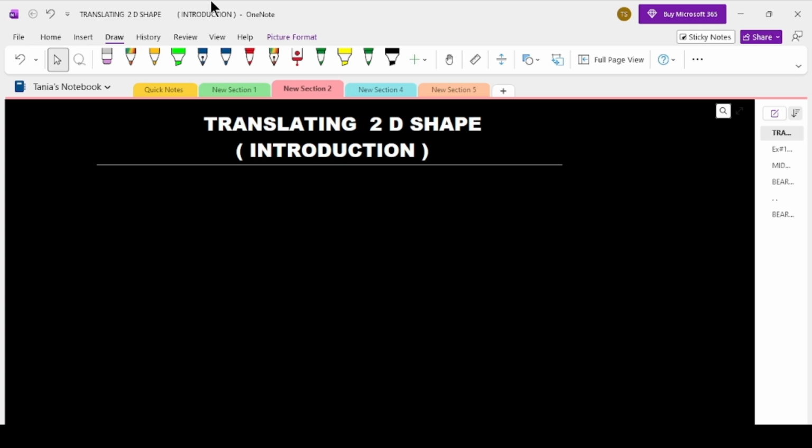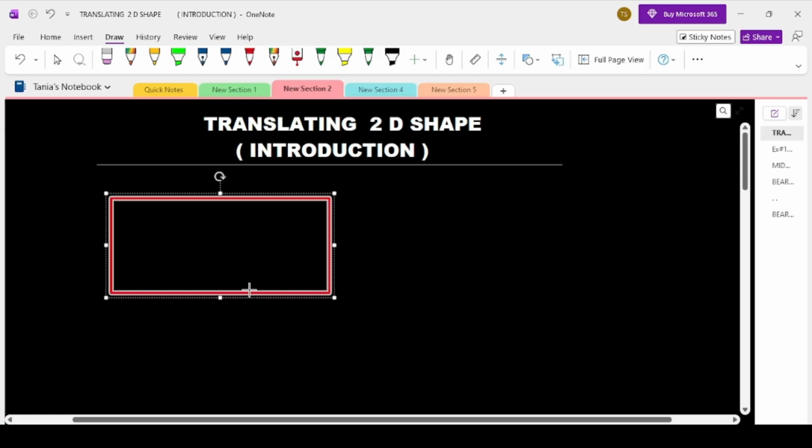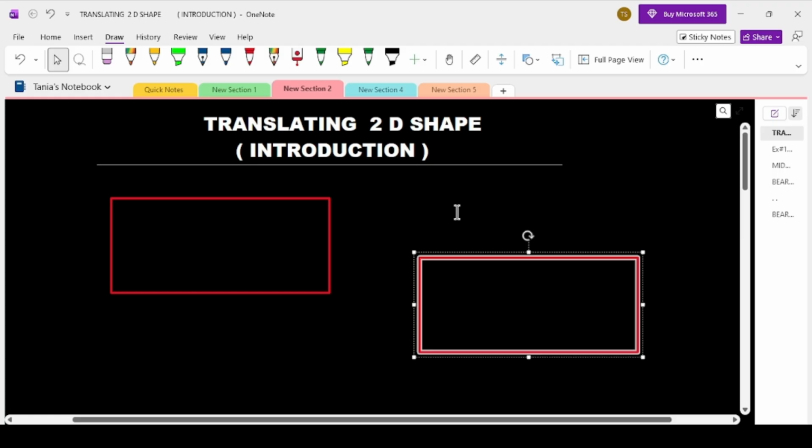Today is translation of two-dimension shape. Whenever we are translating any two-dimension shape from one place to another place, there are a few facts we have to remember. If we have a two-dimension shape over there, and then we are dragging that figure to any other place like this.